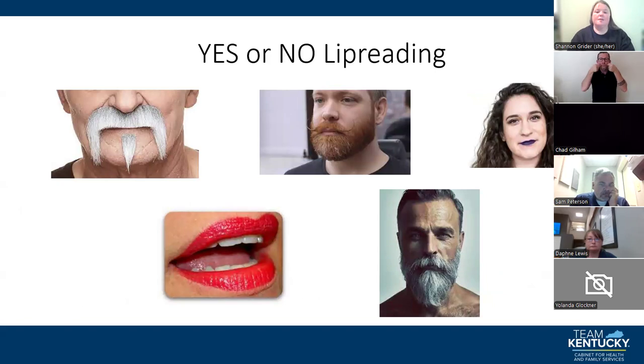So the first image is the upper left with the gray mustache and the little almost goatee. Do you think that would be easy to lip read? Yes or no? No, not easy to read. Why don't you think it's easy to read? Probably distorts the movement of the lips.